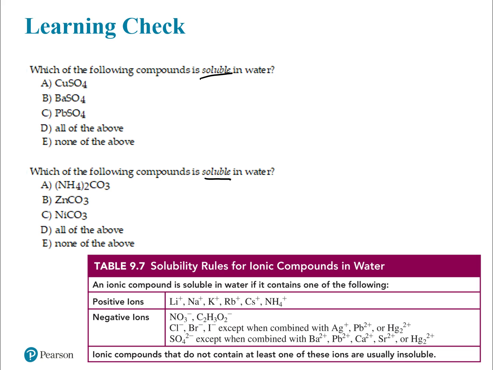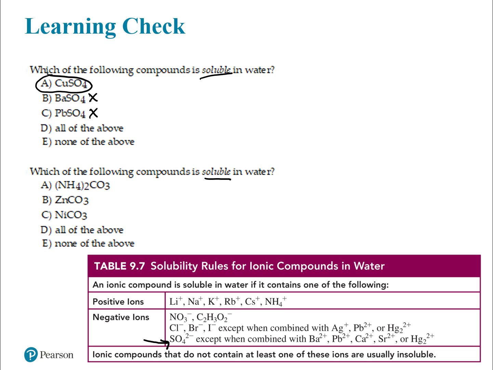Let's go through it. We're looking for compounds that are soluble in water. A, B, and C are all sulfates, so we're going to be looking at that rule for the sulfate ion. Sulfates are usually soluble except when they have barium, lead 2, calcium, strontium, mercury 1. Well, barium and lead 2, not soluble in water. So it's got to be A for the first one.